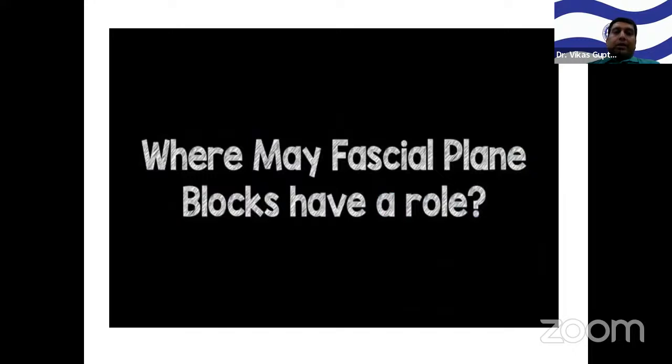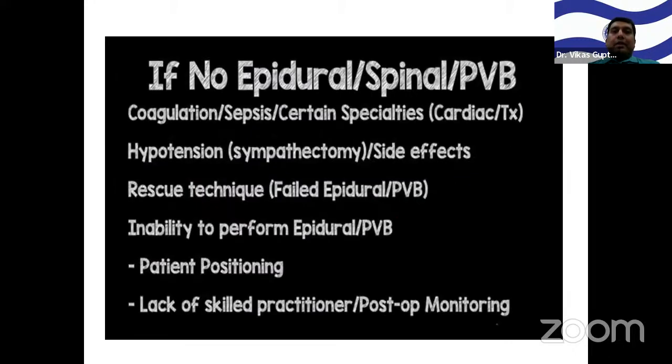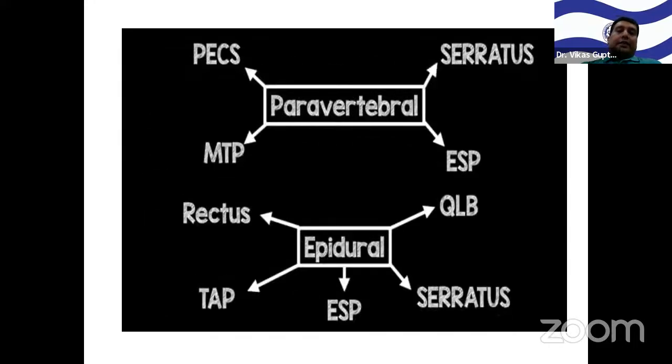So, where may fascial plane blocks have a role? If we can't give epidural, spinal, or paravertebral blocks, in conditions like coagulopathy, sepsis, certain cardiac toxicity, cardiac anomaly, or hypotension, it will be used as a rescue technique. See, these are alternatives to paravertebral block and epidural block. In place of paravertebral, we can give PECS, serratus, MTP, and erector spinae. In place of epidural, we can give rectus sheath, quadratus lumborum, TAP, erector spinae, or serratus anterior block.